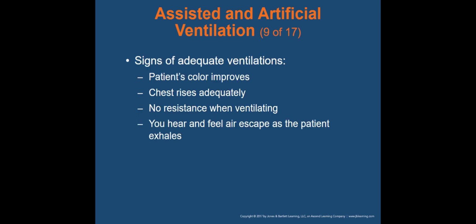Signs of adequate ventilation include that the patient's color is improved, the chest is rising adequately, there's no resistance when ventilating, or you hear and feel air escape as the patient is exhaling. To increase the oxygen concentration, administer high flow O2 at 15 liters per minute through the oxygen inlet valve of the mask. Combined with your exhaled breath, this will deliver about 55% oxygen.